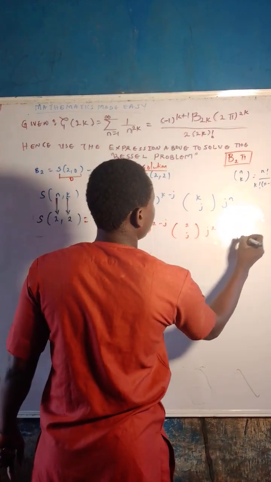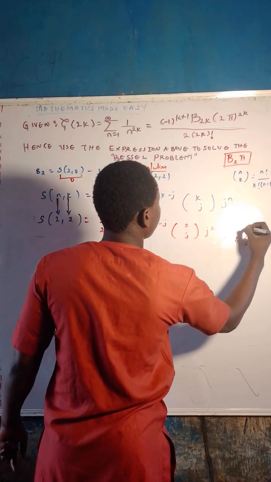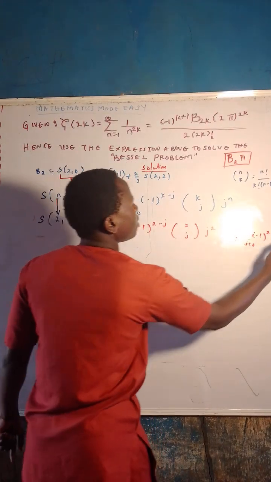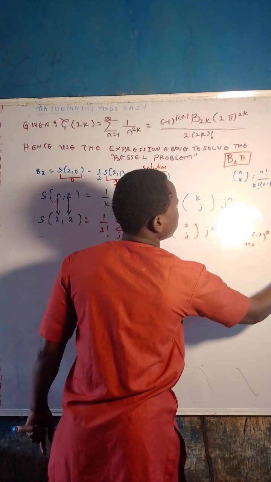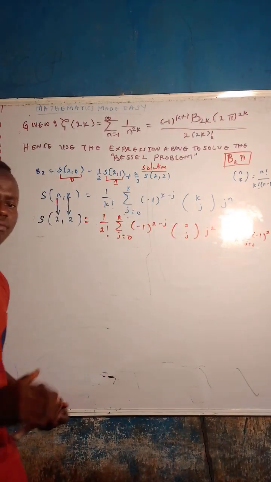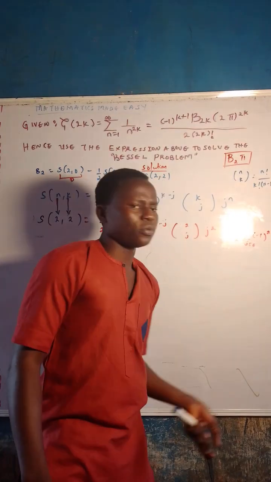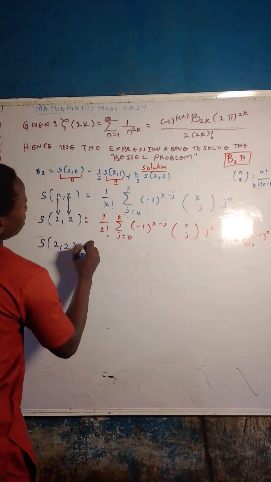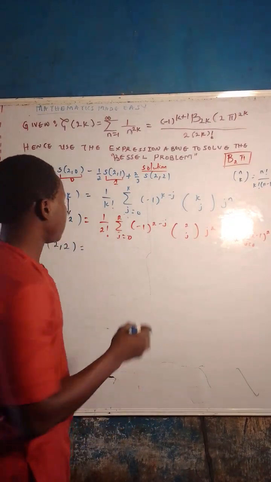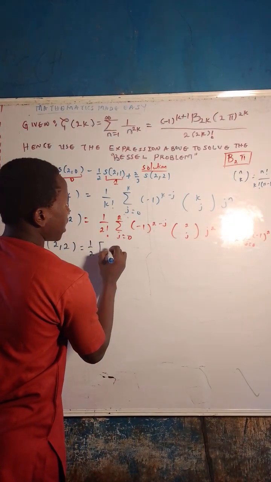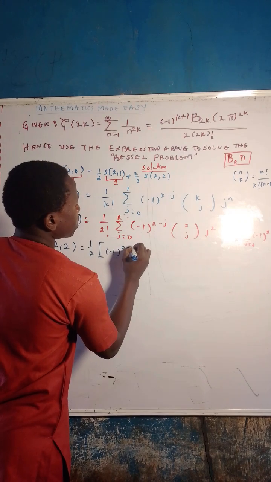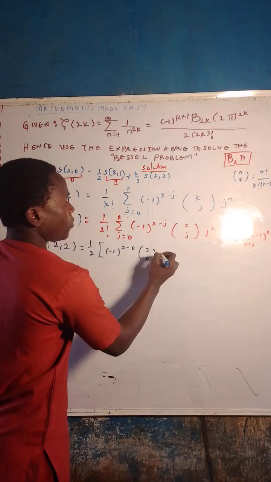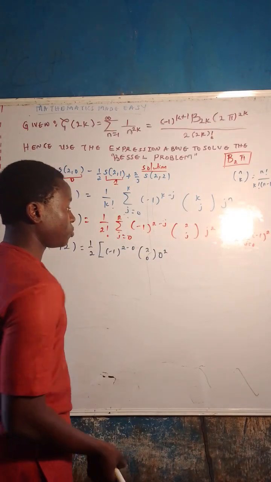So we have 1 over 2, then multiplied by the sum of j from 0 to 2 of minus 1 raised to the power of 2 minus j, then 2 combination j raised to the power of 2. So now let's sum this from 0 to 2. Okay? So we're going to have s of 2, 2 equals, so when j is 0, we're going to have 1 over 2, then multiplied by minus 1 raised to the power of 2 minus 0, then 2 combination 0 multiplied by 0 raised to the power of 2.